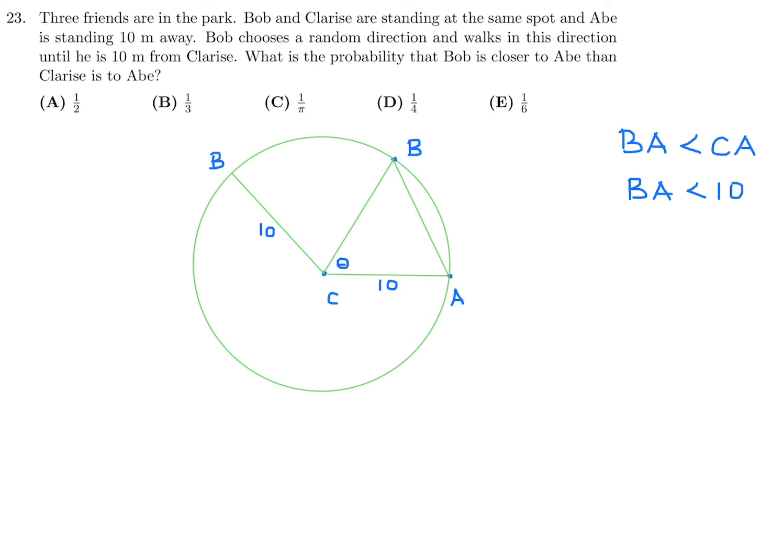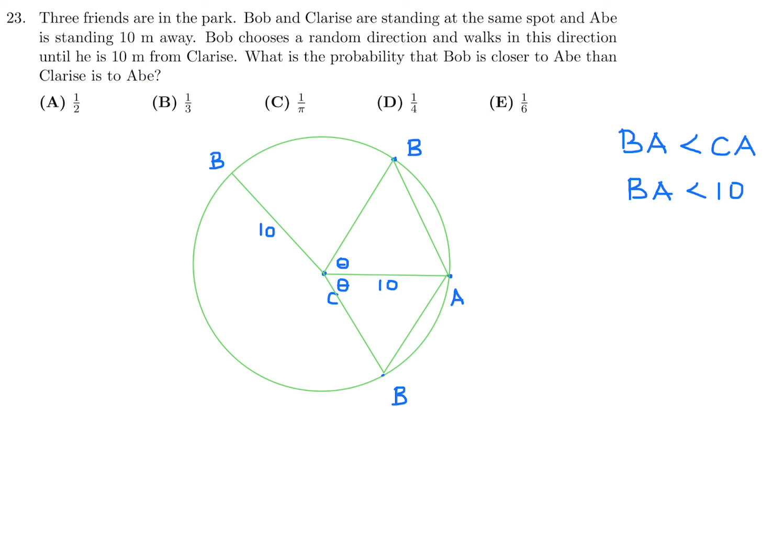But before I do, I also want to point out that this identical situation could happen here. Bob could be here also. And therefore, that distance would be like this, from B to A. So theta can be there as well. So as long as Bob is in between that part of the circumference, we're good. As long as BA is less than 10. So how do I make sure that BA is less than 10?